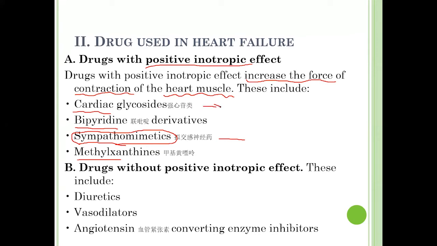Another important one directly strengthens the heart muscles. And the drugs without a positive effect on the heart muscles work on other aspects. The first aspect is still producing urine, diuresis. Producing urine decreases the amount of blood. We know the relationship between blood and urine from our physiology class already.